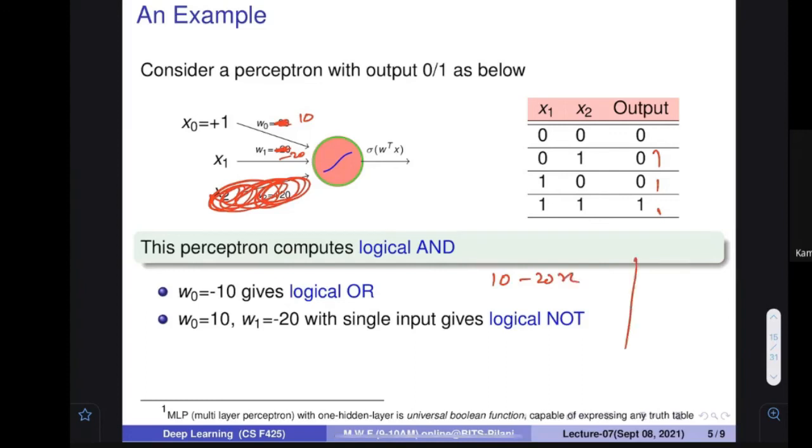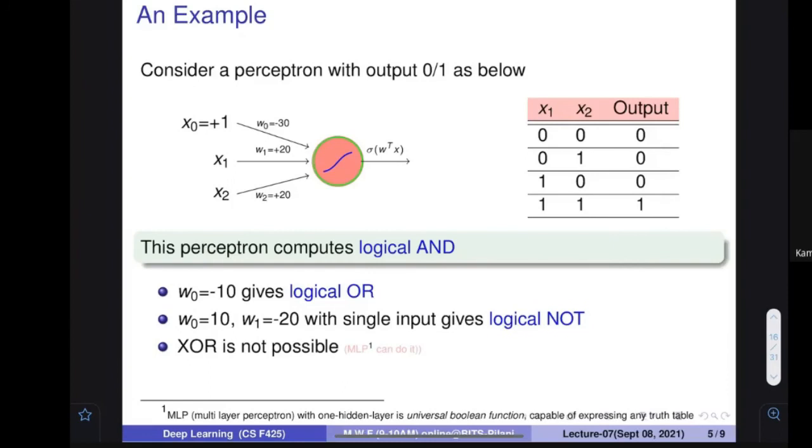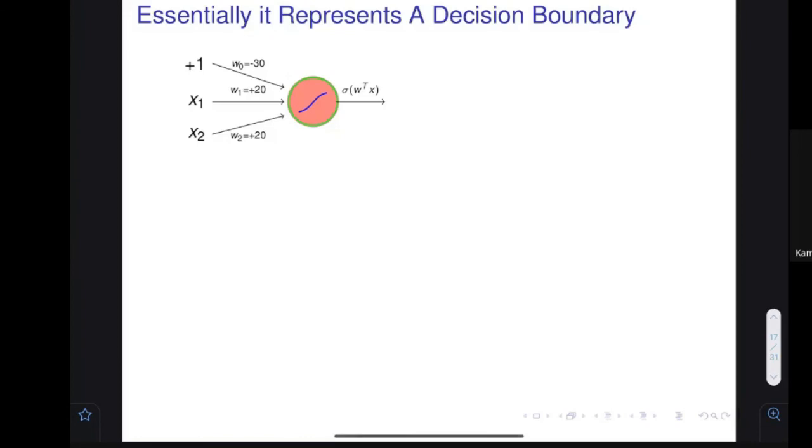You can see that when the value of x is 0, this is positive, so the output becomes 1. When the value is 1, this quantity becomes negative, so the output is 0. So this is a NOT gate. You can make AND, you can make OR, you can make NOT. However, you cannot make XOR by this. But as I told you, if you make multiple layers, then you can do it. Right now, using only a single one, you cannot make it.